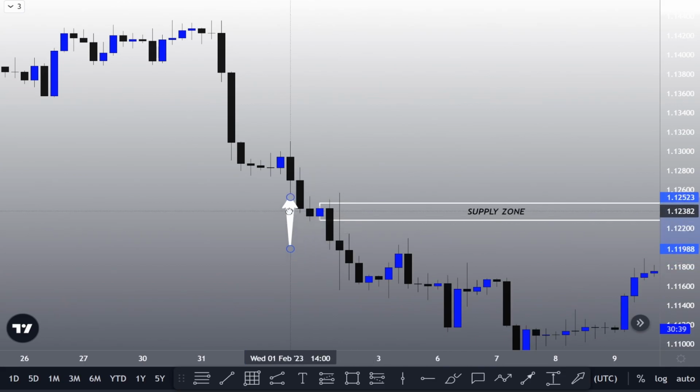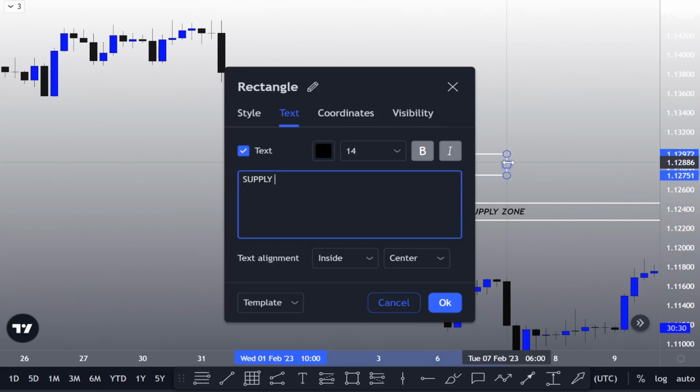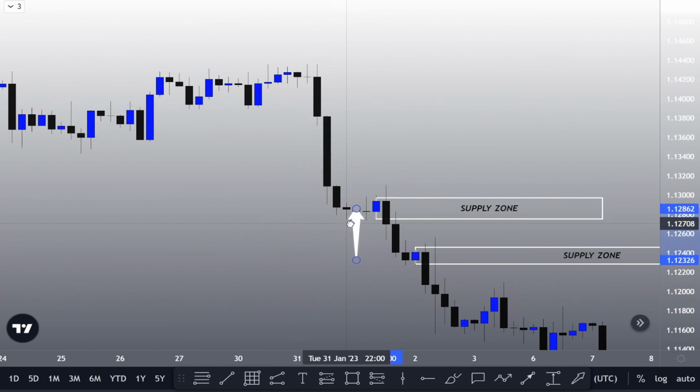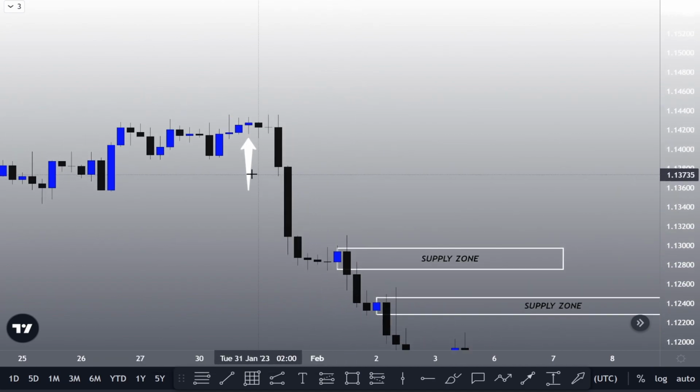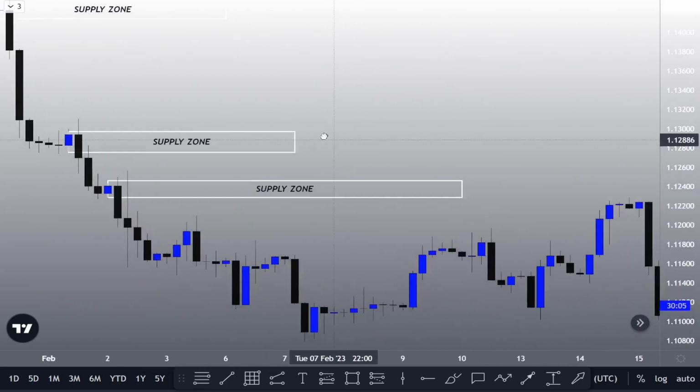Black, black, black, blue. That's our supply zone. Strong move to the downside, we find where the move ended. Black, black, black, black, black. The first blue candle, that's our supply zone. That's how you find supply zones.